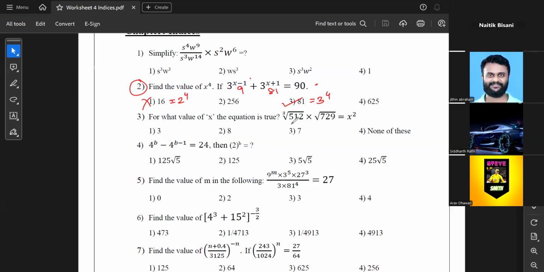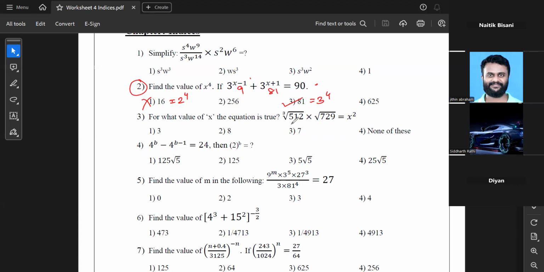Yes, Naitik, tell me. Sir, you said this is the reverse method. What is the direct method? The direct method I thought of is that 90 is the number, so we can check like 81. We write out the first few powers of 3, and then we can see the answer directly.